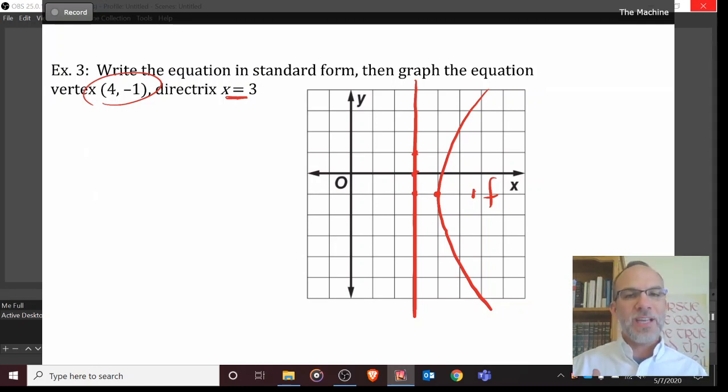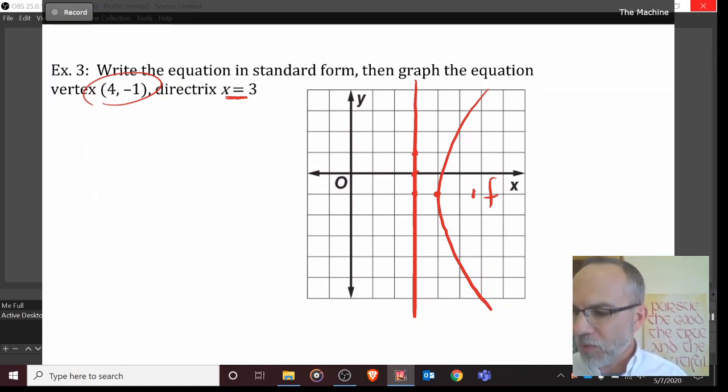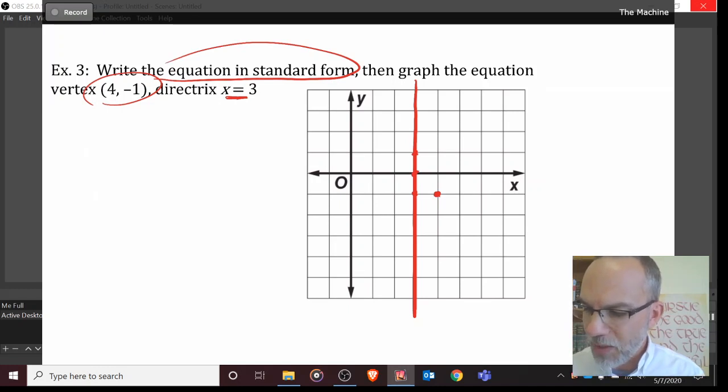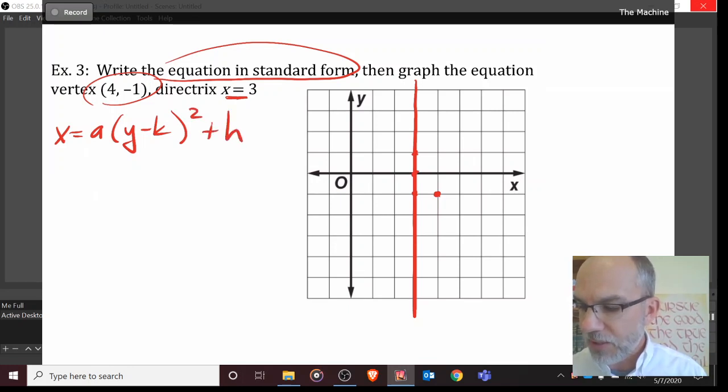This is one of these y squared ones, not x squared. Now I just did a little sketch right there with the parabola. I'm not sure that that's actually it. I need some more points. But in any case, this is one that opens sideways. So we have to now write the equation in standard form. What is that going to be? It's going to be x is equal to a times (y minus k) squared plus h. Well, I know h and k. That's going to be 4 and negative 1. What I have to do now is find a. How do I find out what a is?